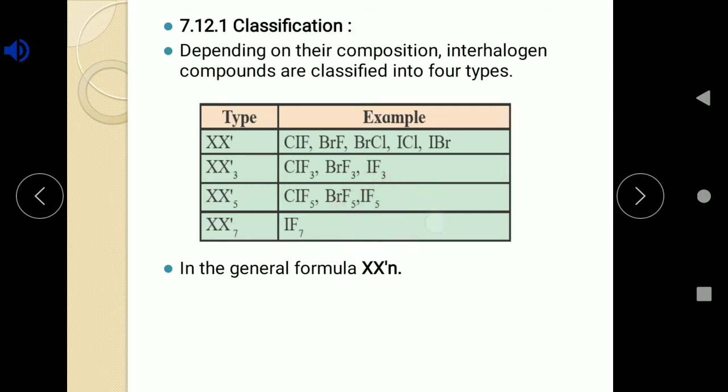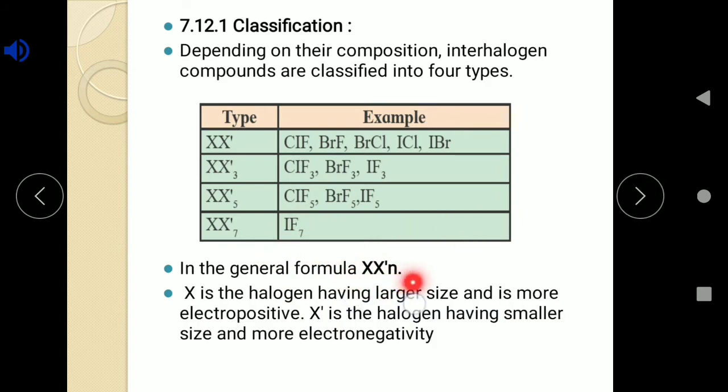Likewise, pentahalides are also possible, that is XX'5, that means chlorine pentafluoride, bromine pentafluoride, like that. Likewise, heptahalide is also possible, that means 7 X' atoms will combine with a single X, that means IF7. Only one compound is there, IF7, iodine heptafluoride. Thus, the general formula will be XX'n.